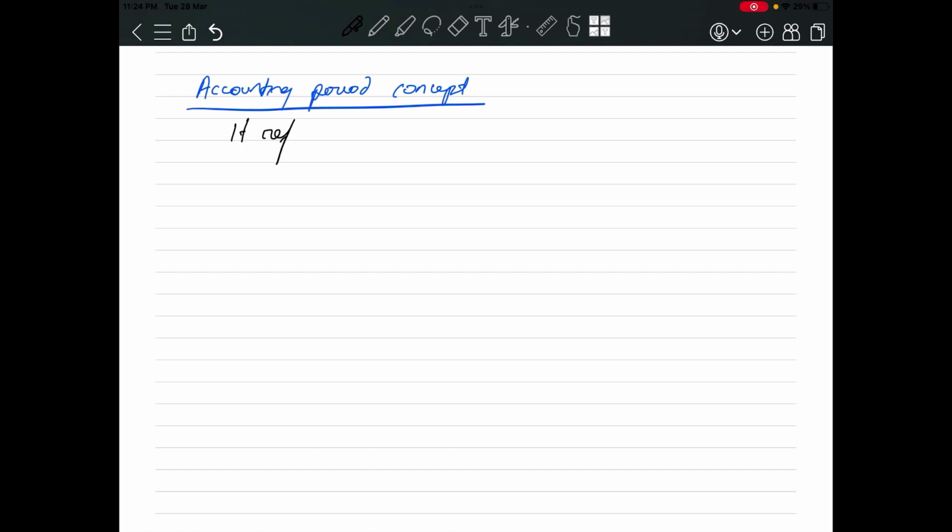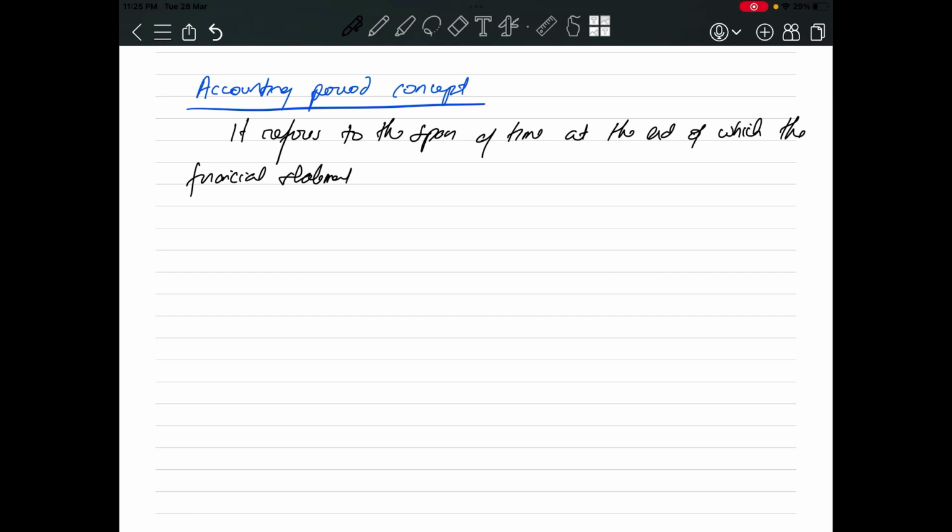It refers to the span of time at the end of which the financial statements of an enterprise are prepared.